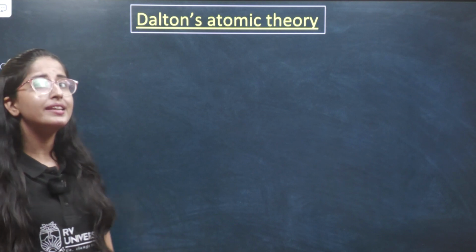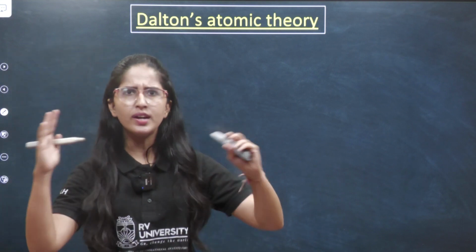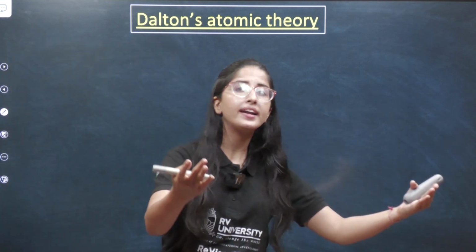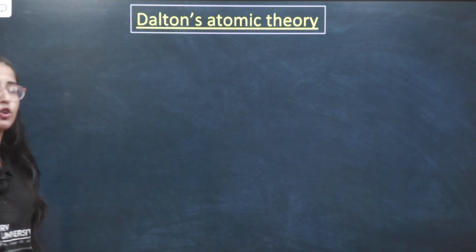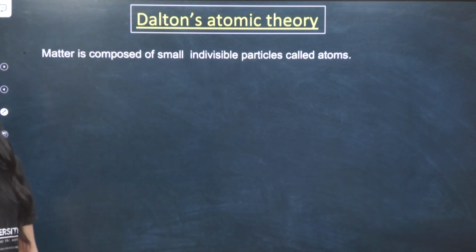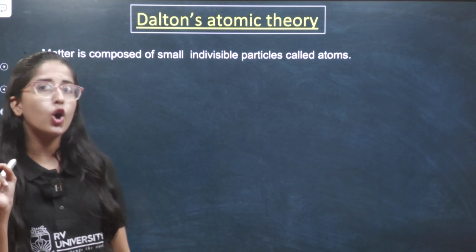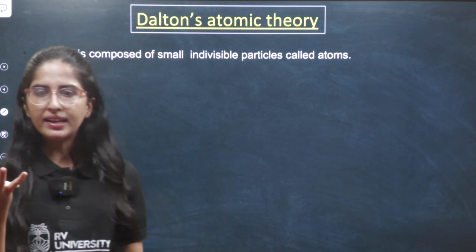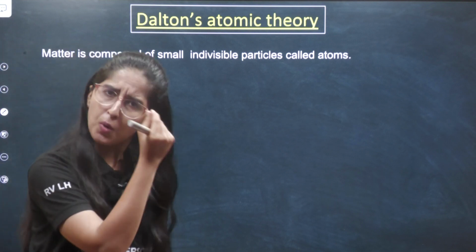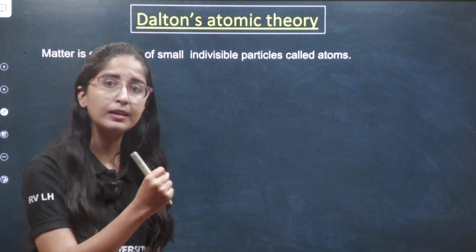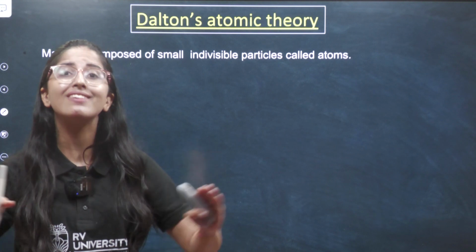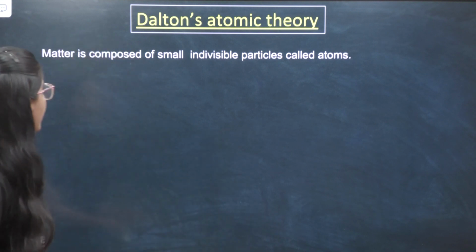That is Dalton's atomic theory. Atoms were discovered, but what is the nature of an atom? It is explained through Dalton's atomic theory. The first thing he said is that matter is composed of small indivisible particles called atoms. There is matter. Matter has small particles that are atoms, and these particles are indivisible. You cannot divide them.